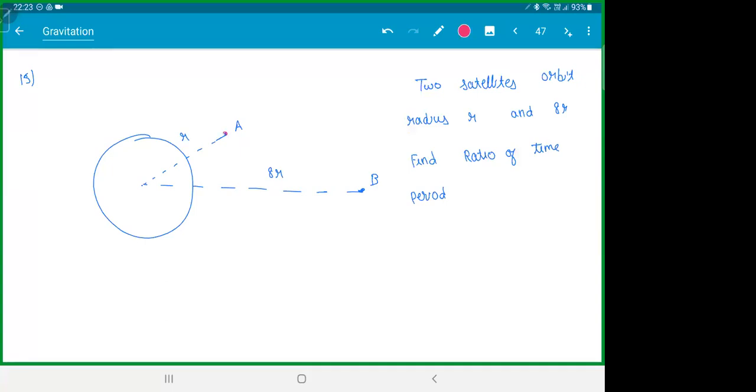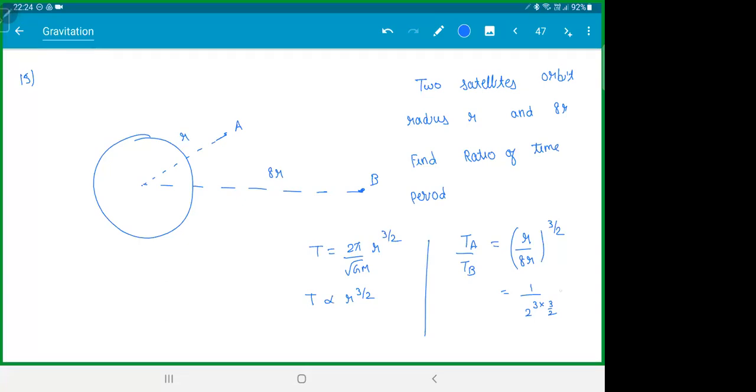I'll do one thing, wait. Let this mass also be. Let's find the ratio of time periods. T is 2 pi root of r cubed by GM, so T is proportional to r to the power 3 by 2. So Ta by Tb will be r by 8r, whole to the power of 3 by 2. The r's will cancel. This will be 1 by 2 cubed, to the power 3 by 2. How much is that?